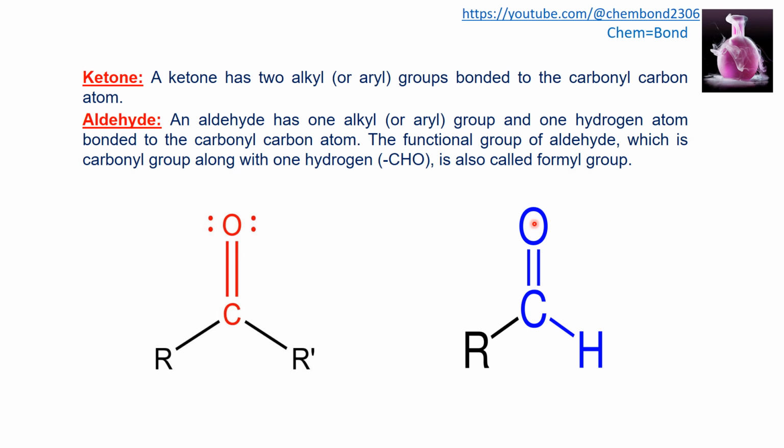So it will create another group that is known as CHO. CHO, this blue group, will be known as the formyl group. So C double bond O is the carbonyl group, while the CHO is the formyl group. Formyl group is the functional group of aldehyde, while carbonyl group is the functional group of ketones.